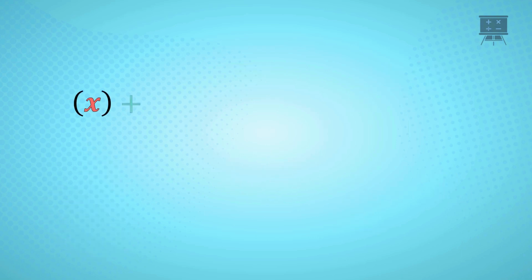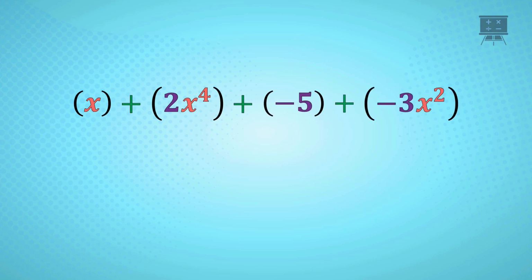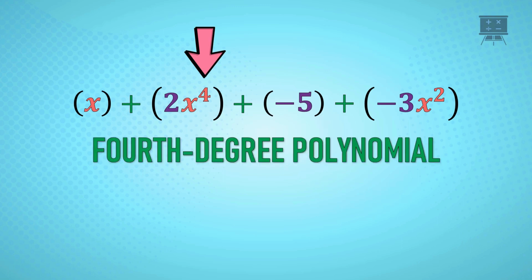We can think of a polynomial as a series of terms linked together by addition. This polynomial links 4 terms: x, 2x raised to 4, negative 5, and negative 3x squared. The degree of a polynomial is the degree of its highest degree term. Since the polynomial contains a 4th degree term, then this is a 4th degree polynomial.